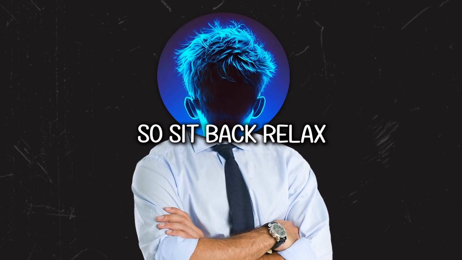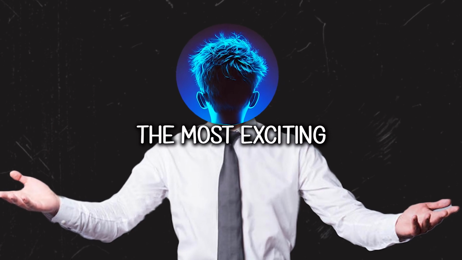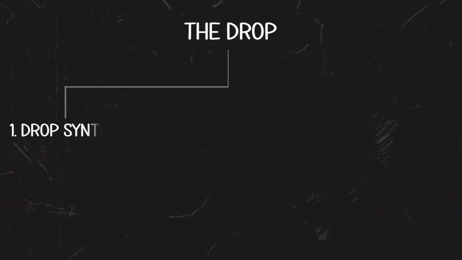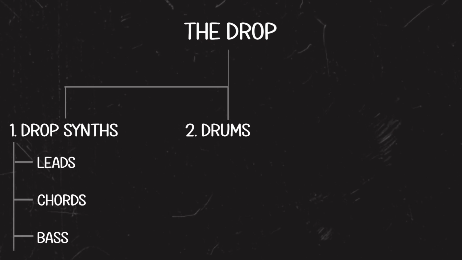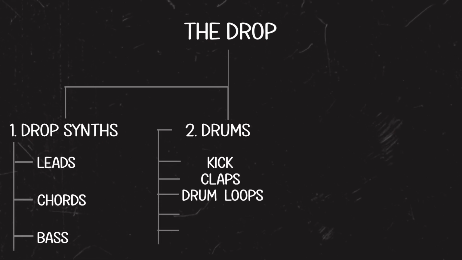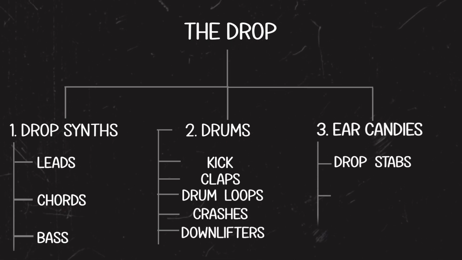So sit back, relax and take some notes. Here's the roadmap. We'll start with the drop, the most exciting part of any track. The drop has three major components. First, drop synths, made up of leads, chords and bass. Second, drums, including kick, claps, drum loops, crashes and downlifters. Third, ear candies like drop stabs and drum fills.